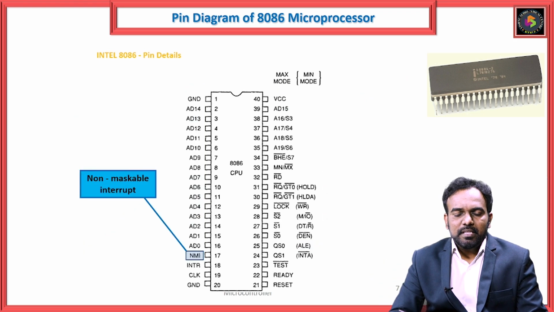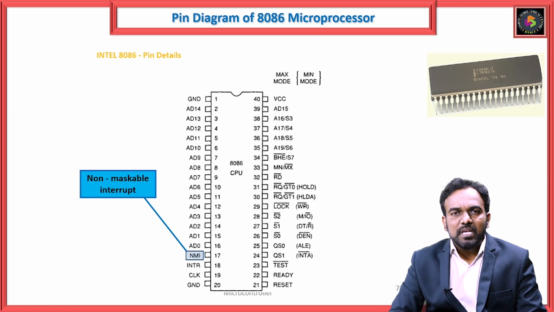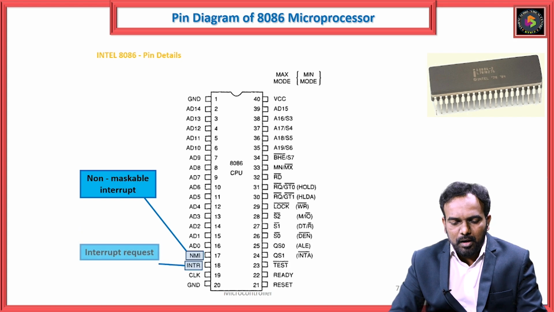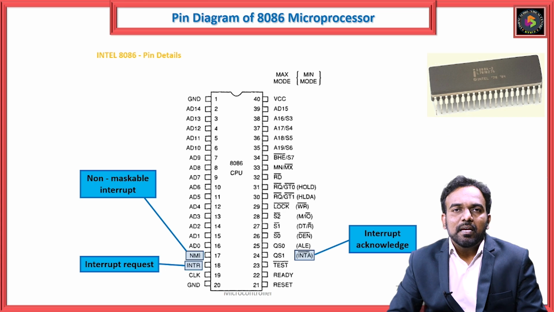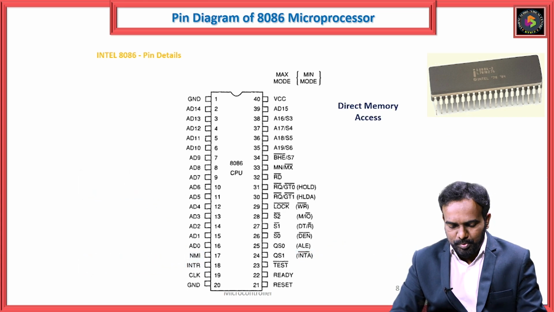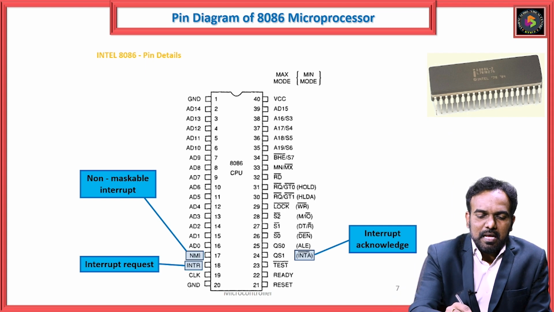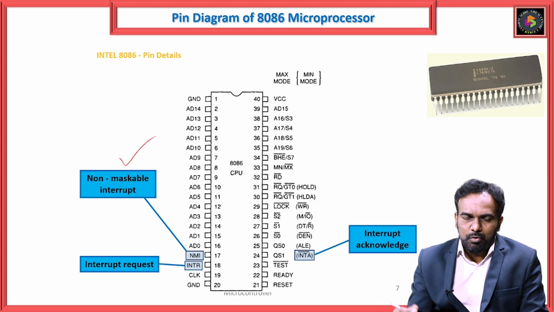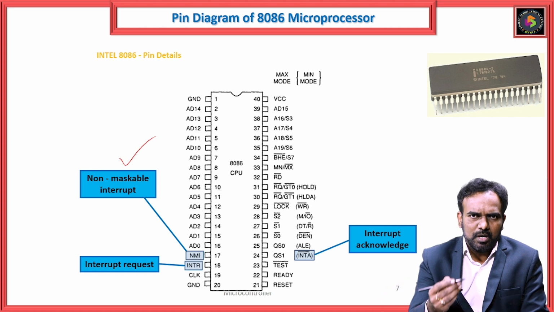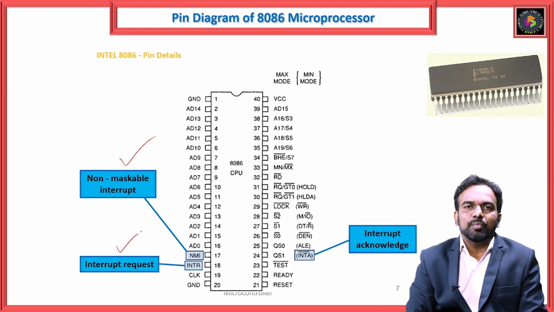Next, out of these 40 pins, some pins are interrupt related pins. Those are pin 17, pin 18 and pin 24. These pins act as interrupt pins for interrupt related operation. Here pin 17 is the non-maskable interrupt. If any interrupt is requested from the outside, it must be connected to the 18th pin, which is called the interrupt request pin.